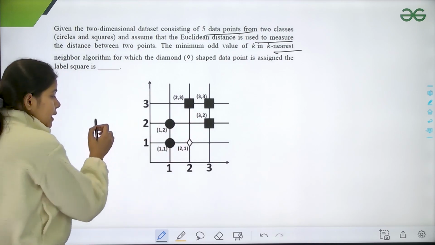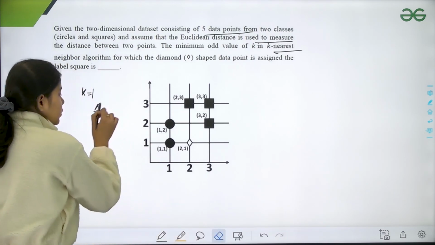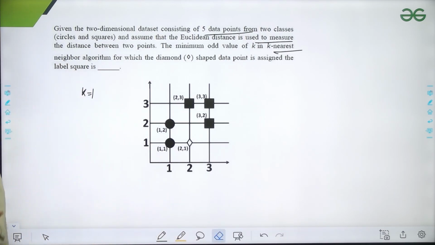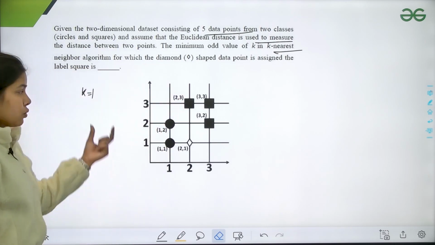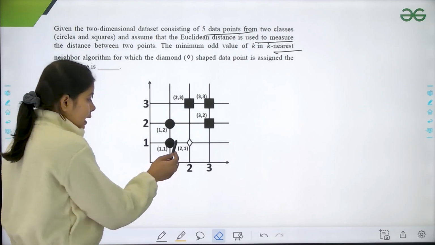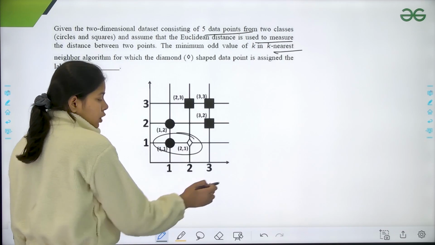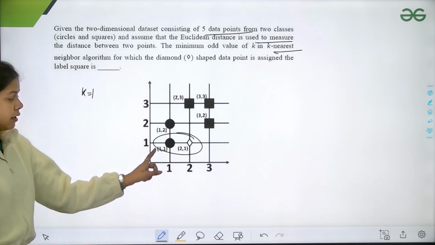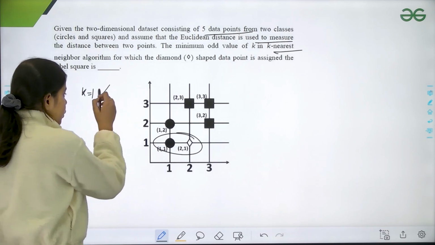So first of all, let's say I take k is equals to 1, because I have to take an odd value, so I am just trying to find out which odd value would work. And they ask me to find the minimum value of k, so I have started from 1. If I take k is equals to 1, the nearest point is this point, 1 unit of distance. So in this case, it would assign circle, but we have to assign the diamond shape square. So this would not work.